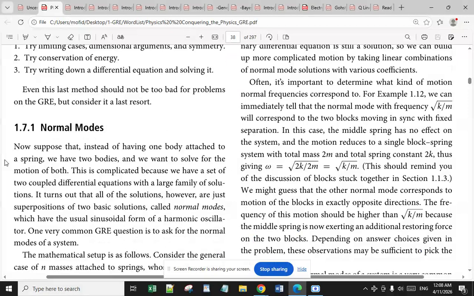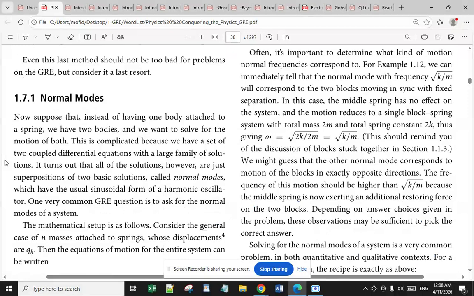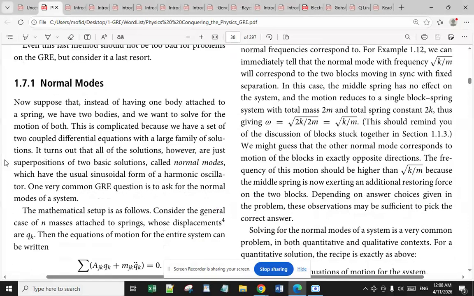1.3. We might guess that the other normal mode corresponds to motion of the blocks in exactly opposite directions. The frequency of this motion should be higher than the square root of k divided by m because the middle spring is now exerting an additional restoring force on the two blocks. Depending on answer choices given in the problem, these observations may be sufficient to pick the correct answer.